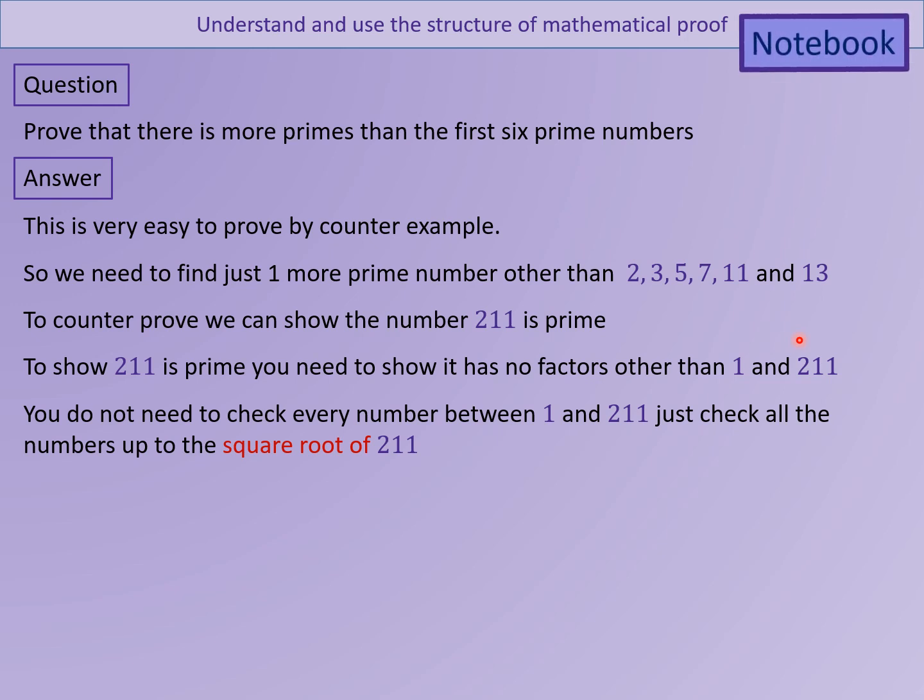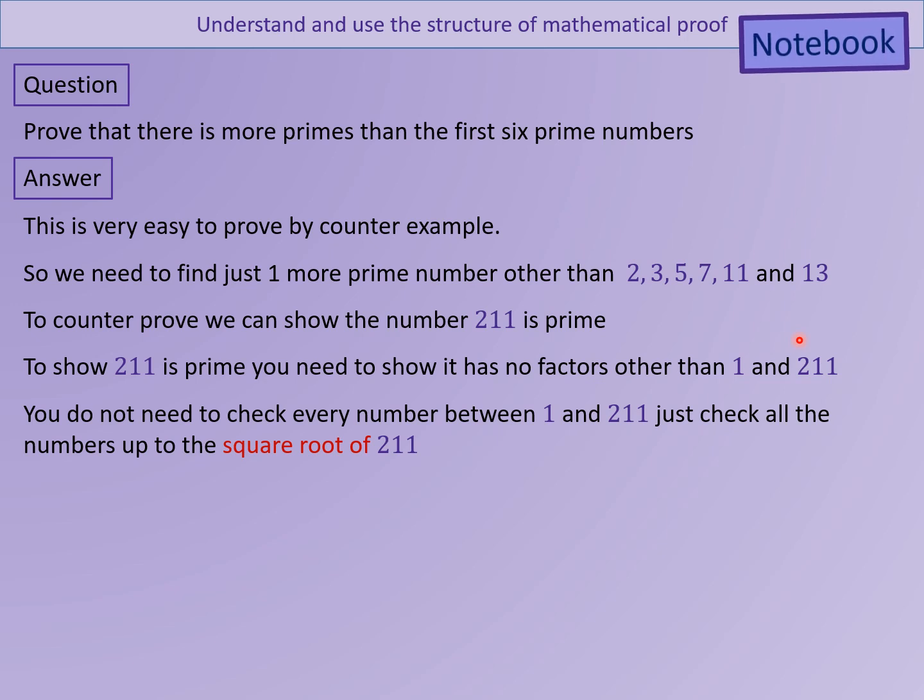Because once you pass the square root, you've passed the point where you are going back on yourself. I'll give an example. When you're looking at the factors of 12, you could say 12 divided by 3 is 4. So 3 is clearly a factor, but so is the result of that, which is 4. So there's no point in checking 4, because you know its factor pair is 3. So you only need to go up to the square root of that number.